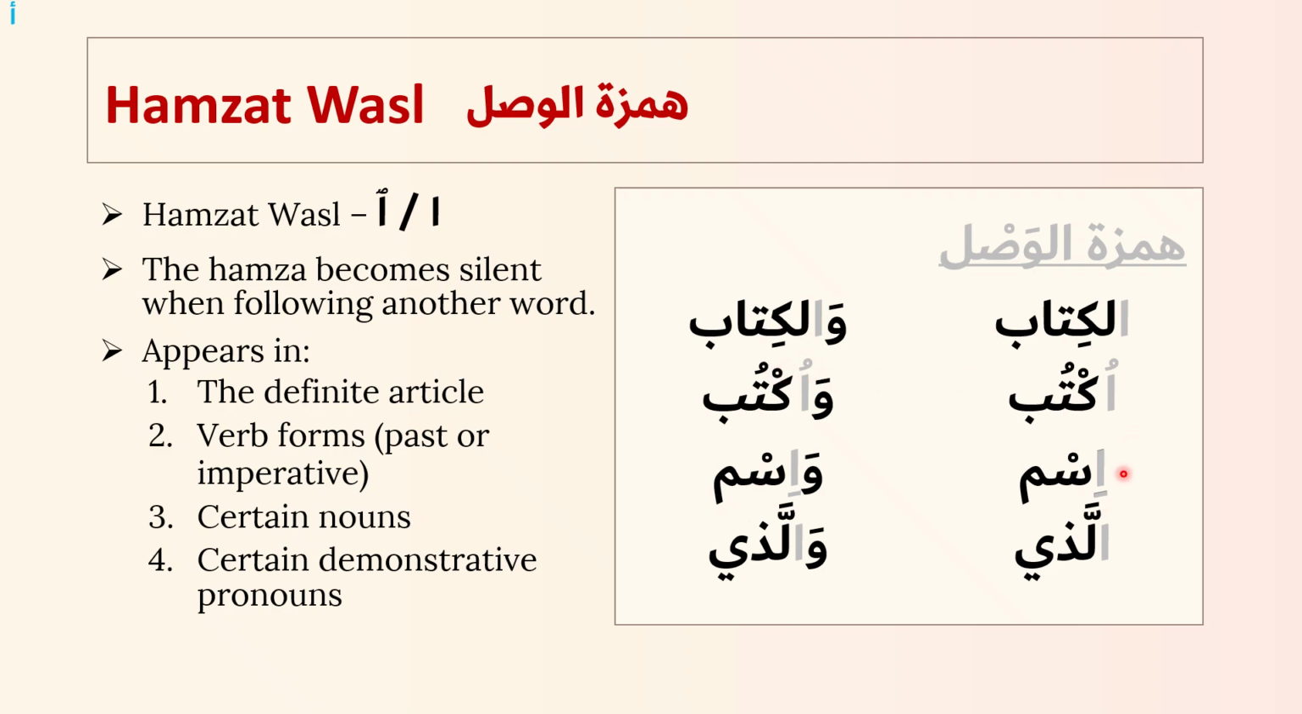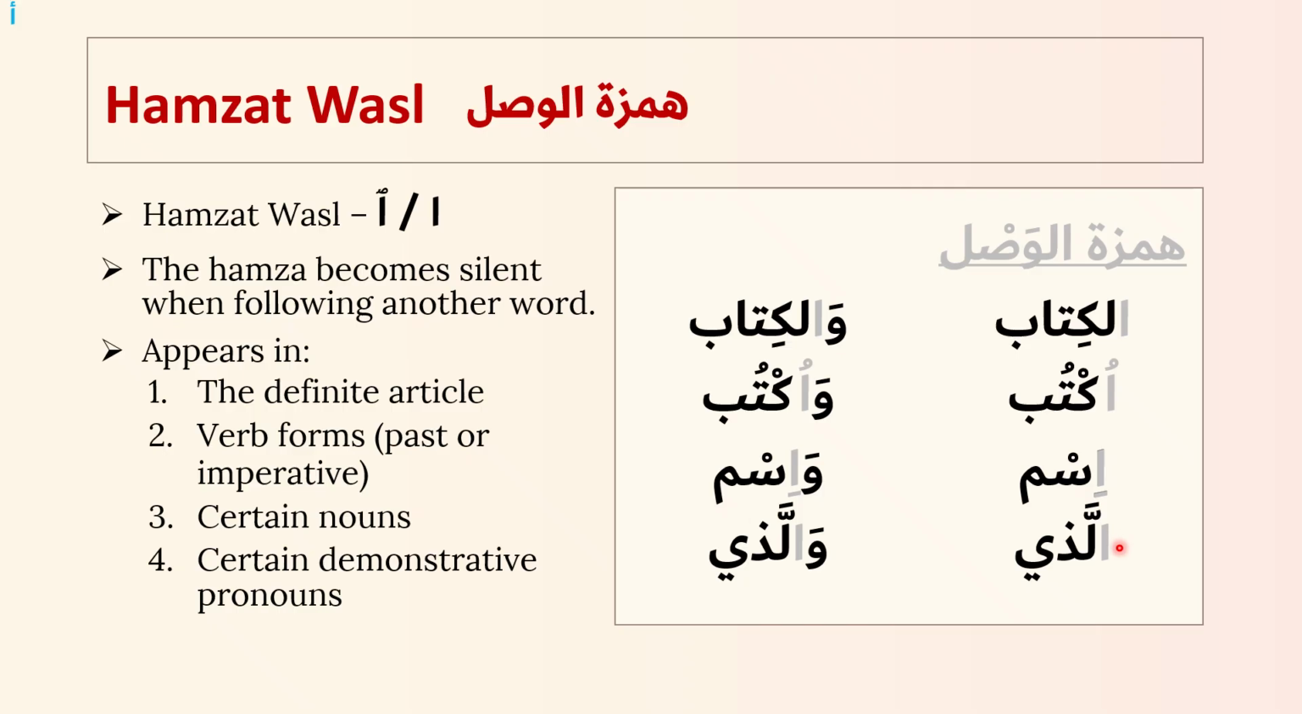As for the third word, ism, meaning name. If I say and name, I say wasm. I don't say wa ism. I say wasm. So I'm jumping directly from the first letter to the third.